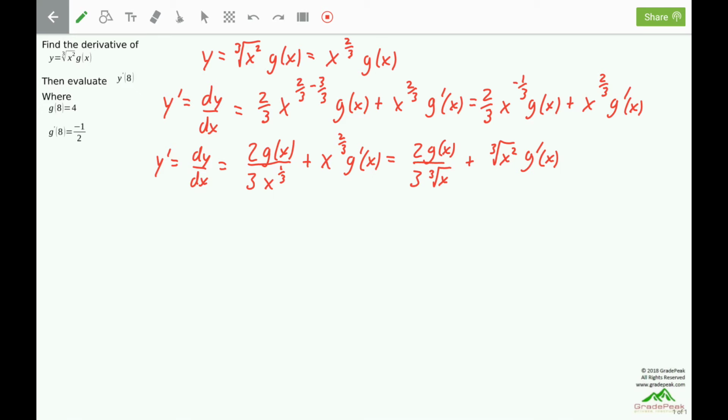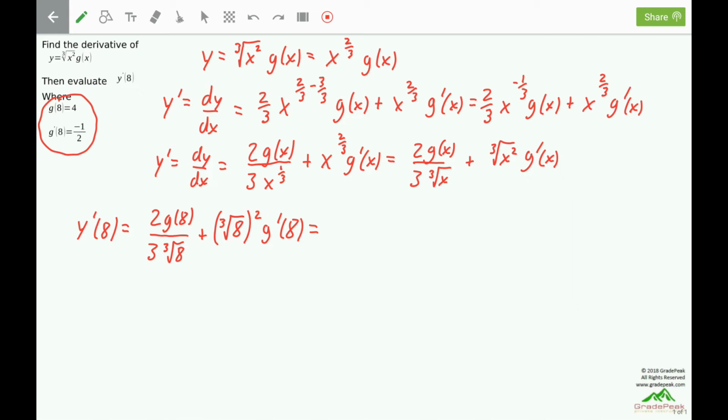The next thing we want to do is evaluate y prime of 8. Y prime of 8 means to plug an 8 into each of the x's. So we will have 2 times g of 8 divided by 3 times the cubed root of 8 plus the cubed root of 8 and then squared. Now you can square it before the cubed root or you can square it after. It'll be most likely easier to square it after taking the cubed root, and then times g prime of 8. Now g of 8 and g prime of 8 are going to be found using the information right here.